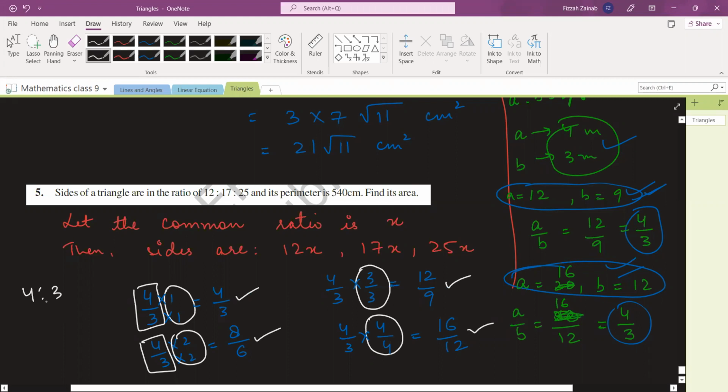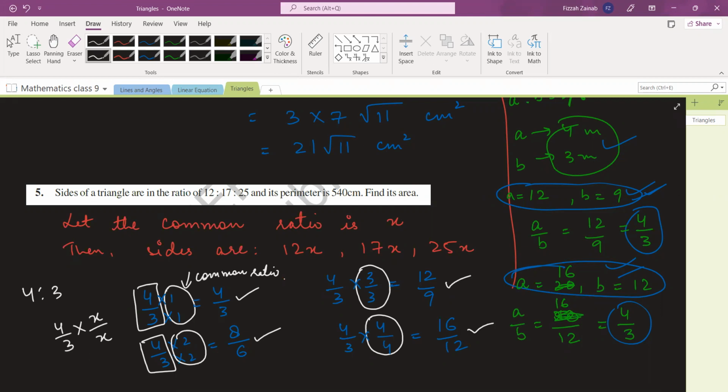So always 4/3 is multiplied by a common ratio, as you can see, isn't it? So if I call this common ratio x, then 4/3 multiplied by x/x, whatever the value of x, whether x is 1, x is 2, x is 3, all these sides will have the ratio 4:3. Is that understood?